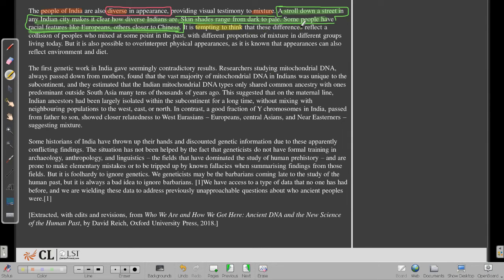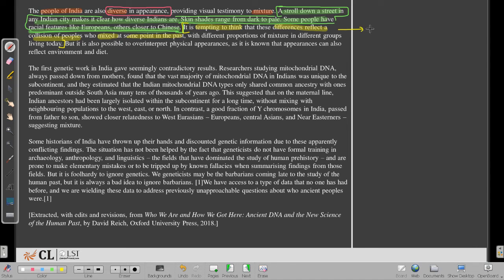That these differences reflect a collision of peoples who mixed at some point in time. So that is a mixture he's talking about. These differences reflect a collision of peoples who mixed at some point in time in the past, with different proportions of mixture in different groups living today. So now the author is suggesting a reason for this diversity.